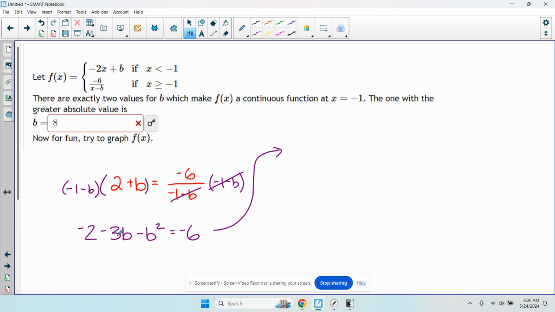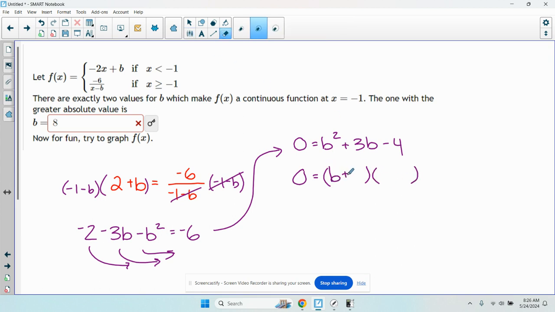I have a quadratic here, so I have to get everything on the one side to solve it, but I don't want a negative b squared, so I'm going to move everything to the right-hand side. So this is 0 equals b squared plus 3b plus 2 minus 6, that's going to be minus 4. So this is 0 equals, this will factor. This is b plus 4, b minus 1. So I end up with b equals negative 4 and positive 1.